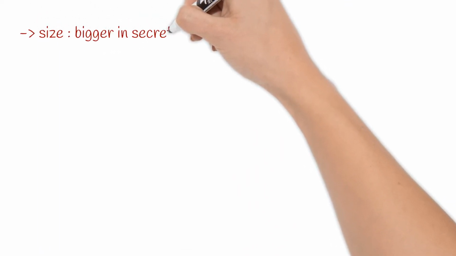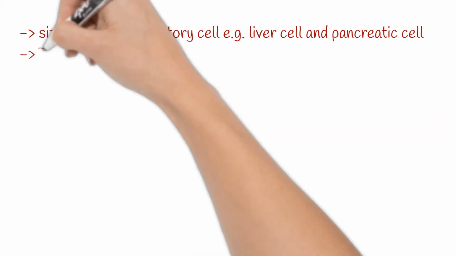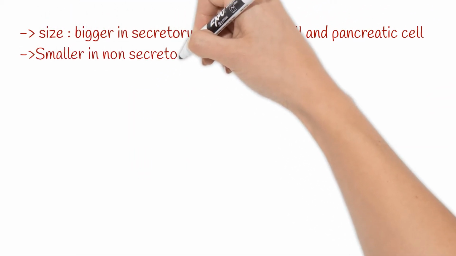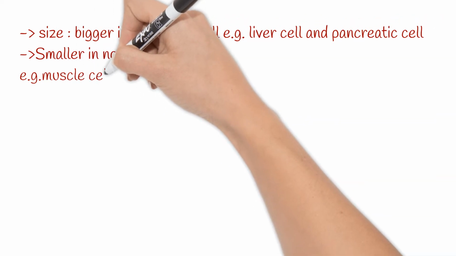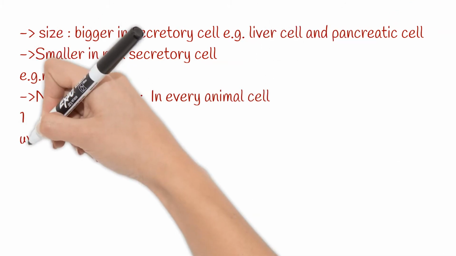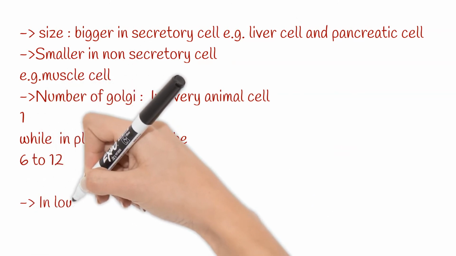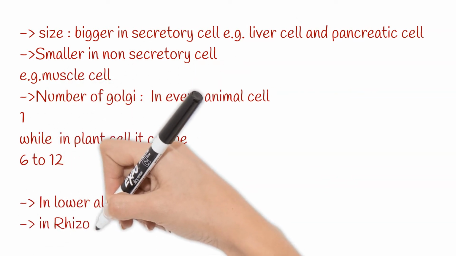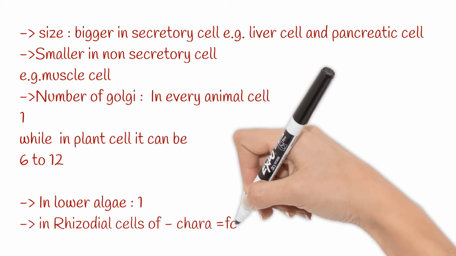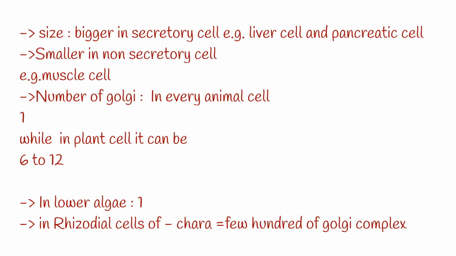Its size varies according to its function. It is bigger in secretory cells, while smaller in non-secretory cells. Liver and pancreatic cells are secretory cells, while muscle cells are non-secretory. In vertebrate cells, the number of Golgi is 1. But in plant cells it varies from 6 to 12, while lower algae have 1. In rhizoidal cells of Chara there are a few hundred Golgi complexes.